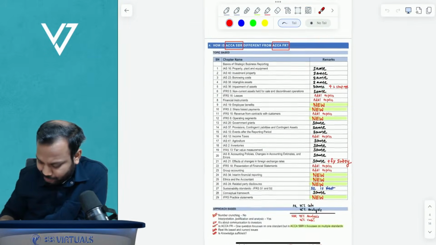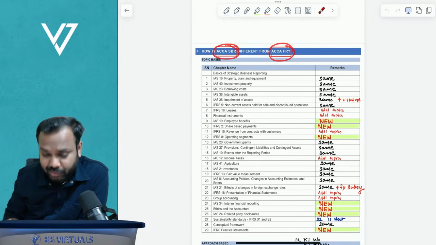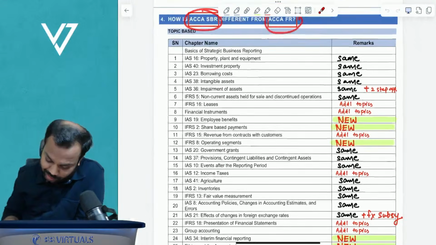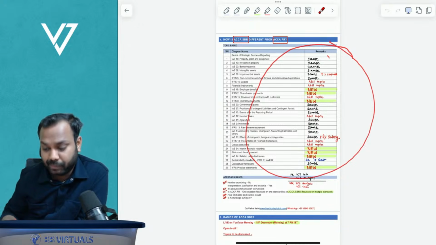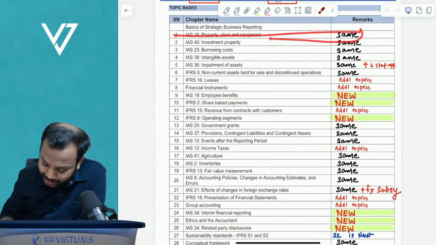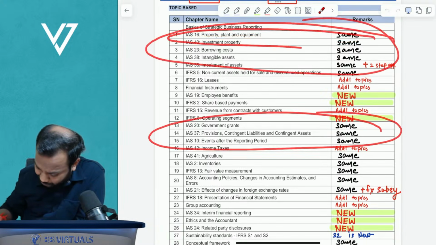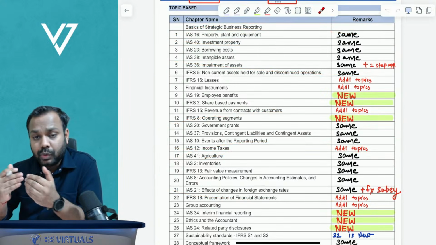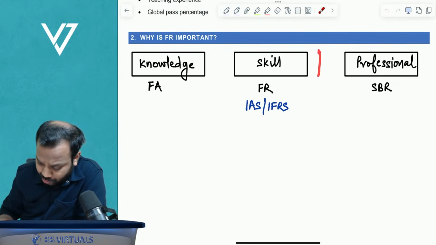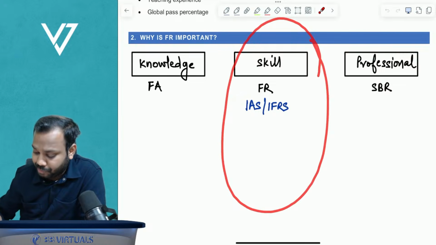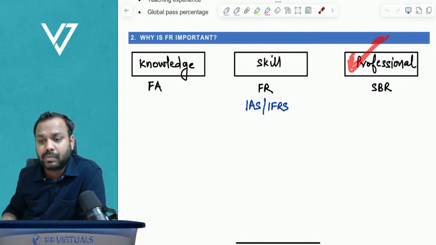In my ACCA SBR, I have done the mapping of the syllabus of ACCA FR and ACCA SBR. Just see the syllabus. Wherever I have written "same", it means the syllabus of FR and SBR is the same. This chapter is completely the same for FR and SBR. So there is a huge overlap. If you put importance on FR, your SBR will be taken care of.